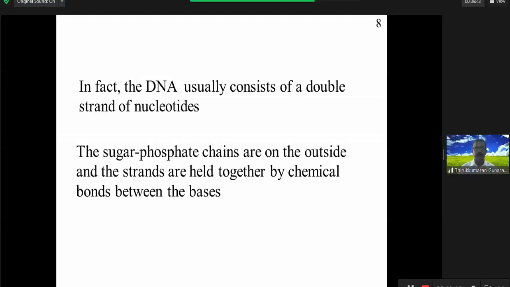You get it. So, in fact, DNA usually is a double-stranded nucleotide. The sugar-phosphate chains of the strands are pulled together by chemical bonds between the bases. So you can see that.